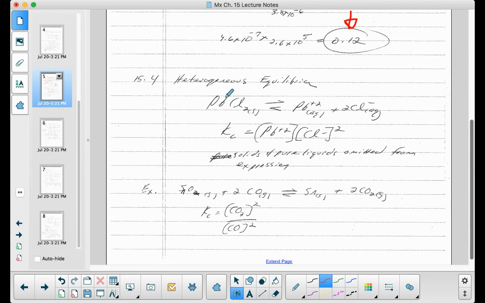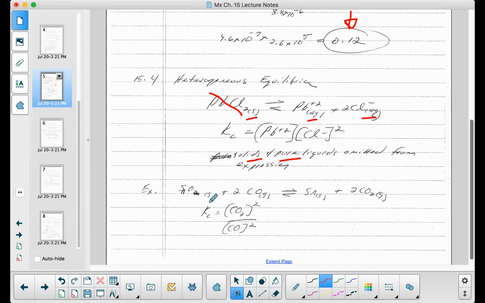So the next thing I'm going to talk about is heterogeneous equilibria. What does that mean? It just means that you have more than one state in your equation. Here I have a solid, here I have aqueous and aqueous. So in this scenario, I use products over reactants the same way I've done it in every other example for showing the Kc expression. But now I eliminate the solid. Solid won't have a concentration, so you won't put it in there. So you eliminate solids and pure liquids from your expression.